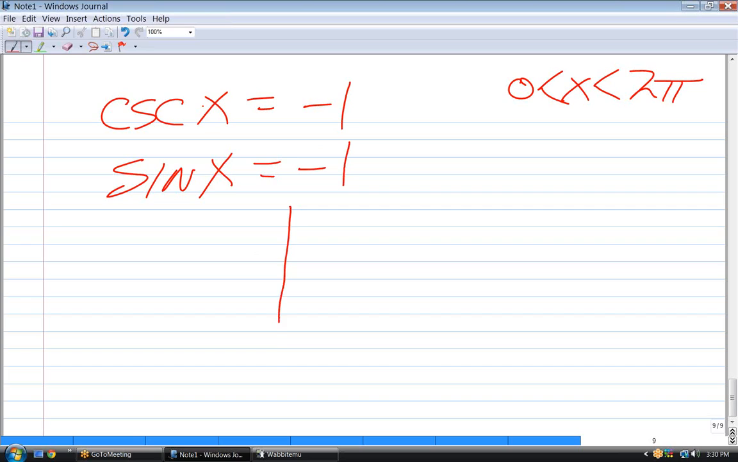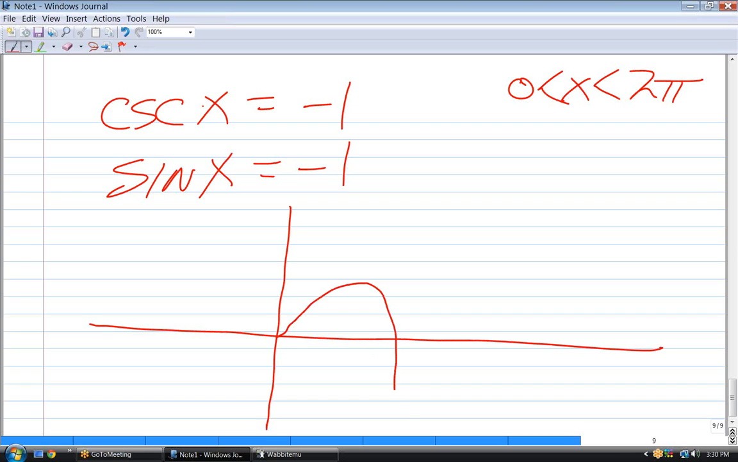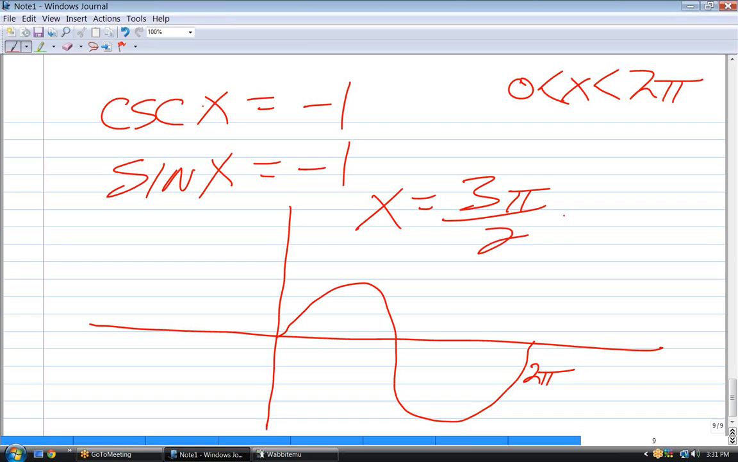Now the easiest way to answer this is to actually draw the sine curve out, because there's the full unit circle. And unlike most values that have 2 different places in the unit circle, this only has 1 spot in the unit circle where it's equal to -1. Where is that? Yeah. It's at 3 pi over 2, or 270 degrees.